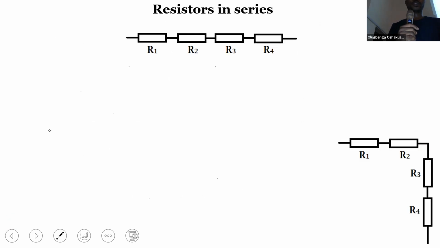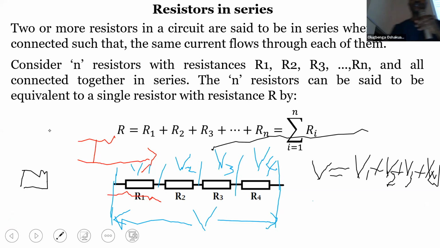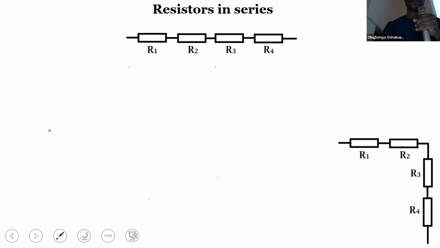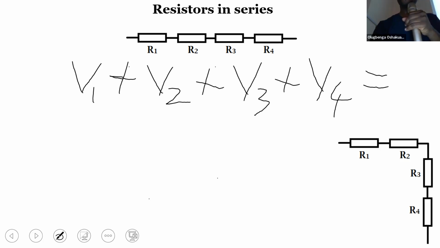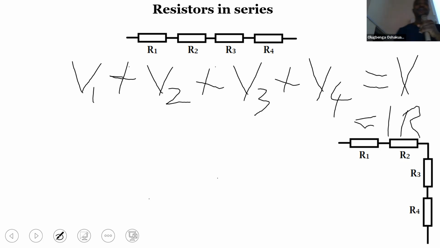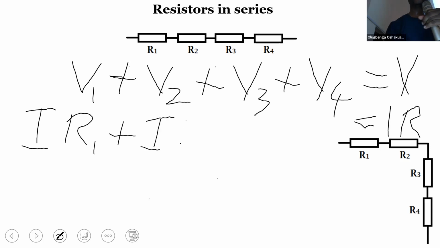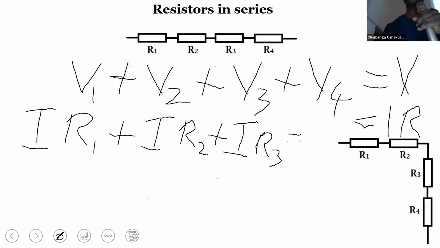Okay, before we get to resistors in parallel, since we know that V1 plus V2 plus V3 plus V4, we call it V. And we know from Ohm's law that V is equal to IR. And V1 should also be I times R1. V2 should be the same, I times R2. V3 is the same, I times R3. And V4 should be the same, I times R4.